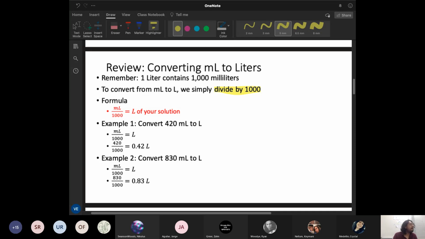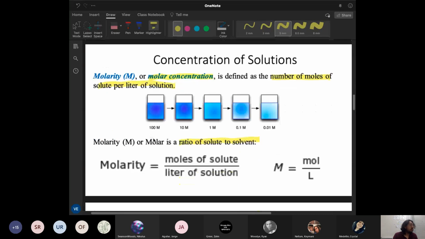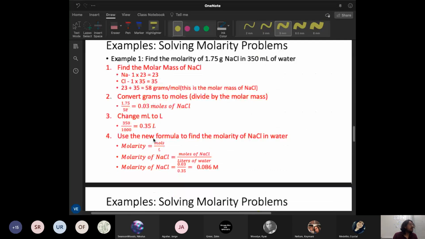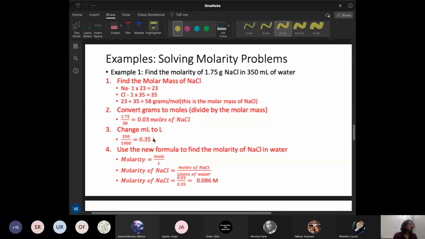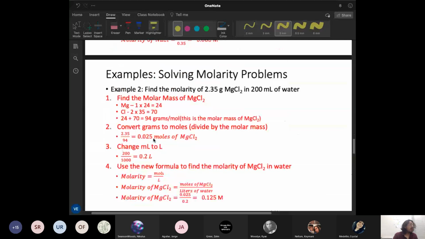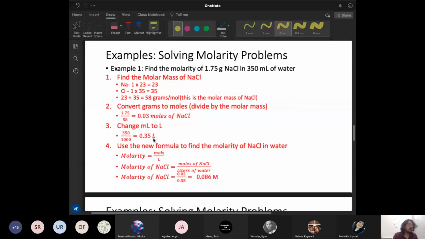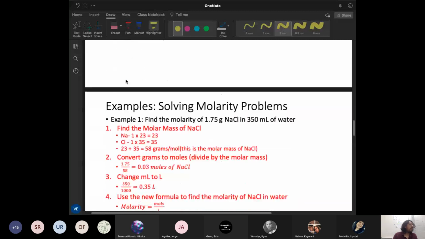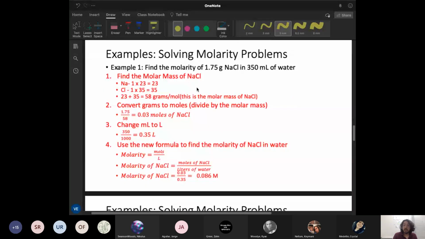So here you go. So looking for you guys, the first 2 are typed out, okay? Because it's from last year. So I'm just gonna go over the steps. So there's 4 steps here, like up here. Step 1, find the molar mass of your compound. Step 2, grams to moles. Step 3, change milliliters to liters. And step 4, find molarity.